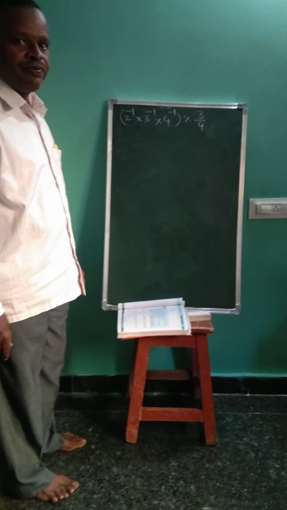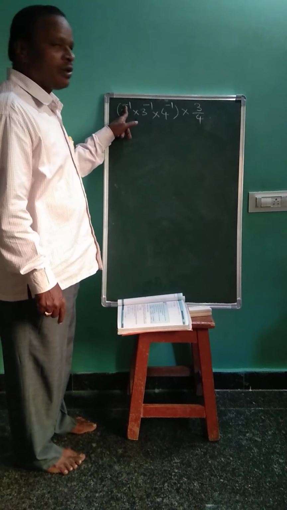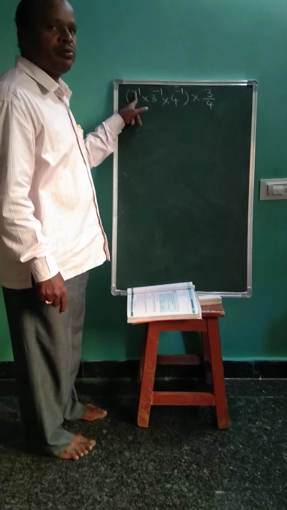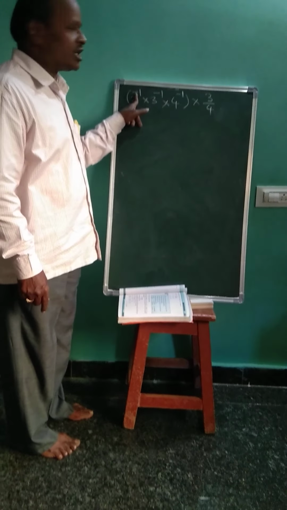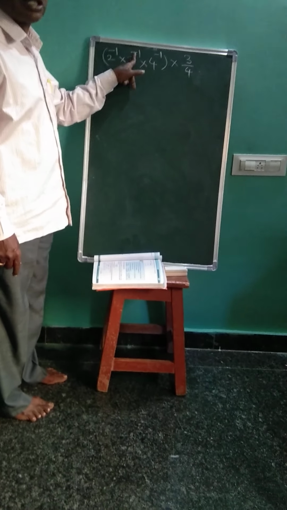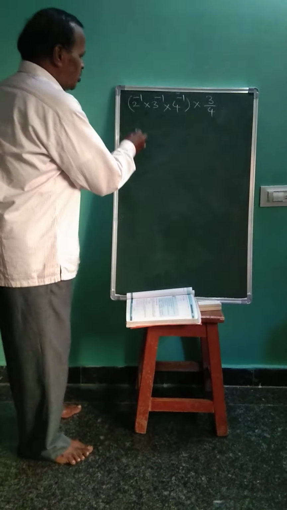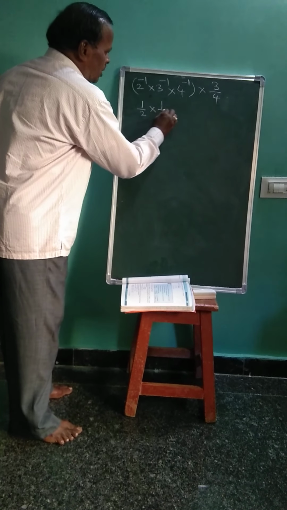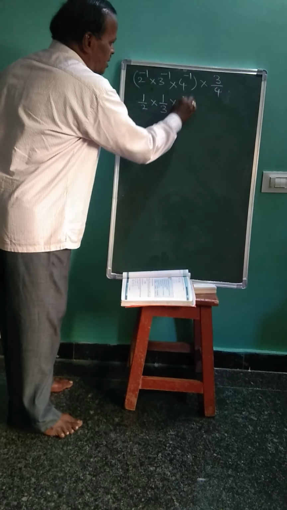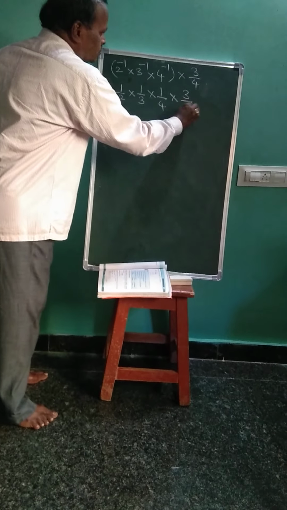Just you can see, once again you have to remember 2 to the power of minus 1. This is the multiplicative inverse. Here also multiplicative inverse, because of negative exponents. So we can write this one as 1 by 2. This we can write as 1 by 3. This we can write as 1 by 4 into 3 by 4.